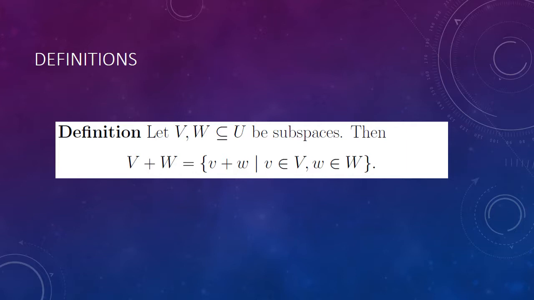The first one is what it means to add two subspaces together. So if you start with two subspaces V and W of a vector space U, adding them together is basically the collection of all vectors that can be written as the sum of a vector in V and a vector in W.